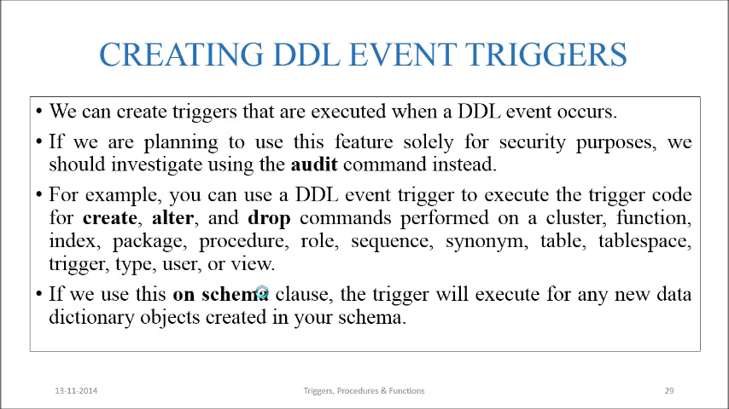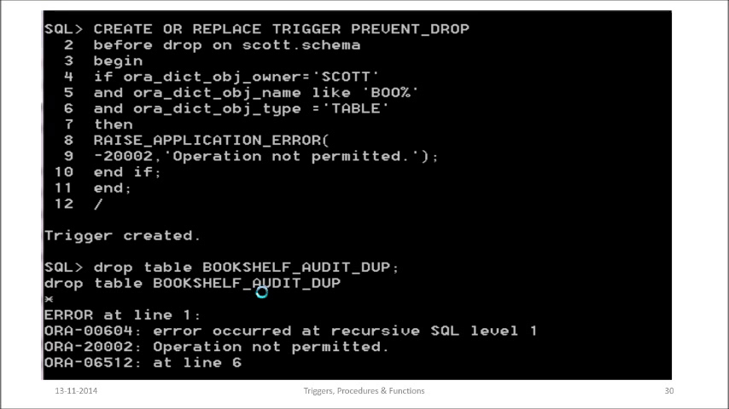We can use this on the SCHEMA clause. The trigger will execute for any new data dictionary objects created in our schema. To protect the objects within a schema, we may want to create a trigger that is executed for each attempted drop table command. So here we have created a drop table trigger for drop on the schema Scott.